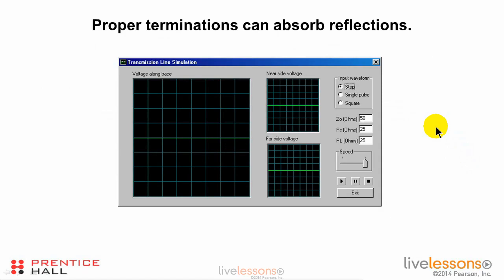Now, proper terminations absorb all the reflections. Remember this transmission line simulator from the previous lesson. I'm going to show you this again about what we mean by absorbing reflections.